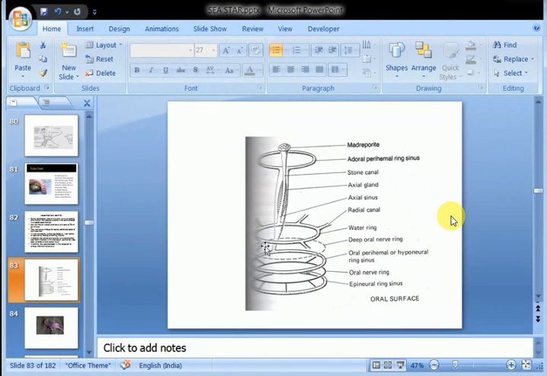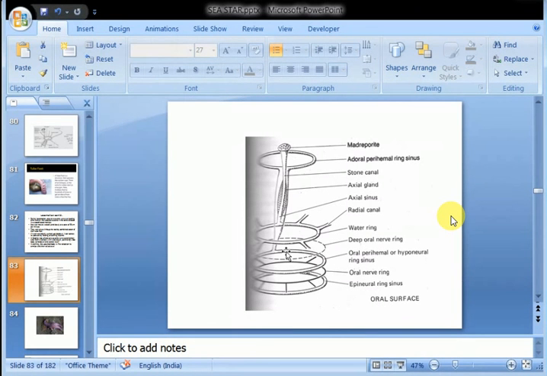This stone canal runs. And in the young sea star, the stone canal is simply a hollow tube. But in the older ones, the stone canal develops a ridge-like structure inside, and it becomes kind of lamellated. And then we have these radial canals and the circular canal. Also, these nerve rings are associated closely with that. And the hemal system, perihemal, oral perihemal, or hyponeural ring sinuses.